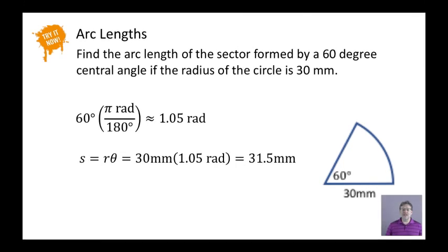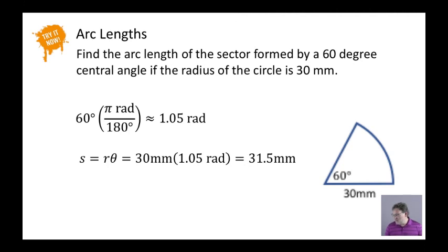Welcome back. Well, you can see this is a two-step process here. First, converting that angular measure from degrees into radians. 60 degrees is the same thing as 1.05 radians. So then we have that as our measure of theta, 1.05 radians. That's theta in our equation here.